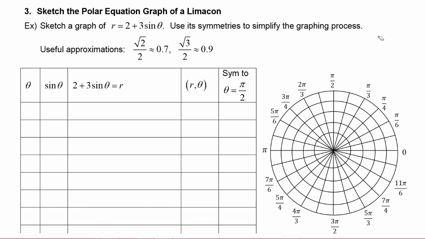There are a couple of useful approximations we will want to use because of the trig function values. Anytime we have a function value of radical 2 over 2, we will use 0.7 in our graphing. And for radical 3 over 2, we will use 0.9.